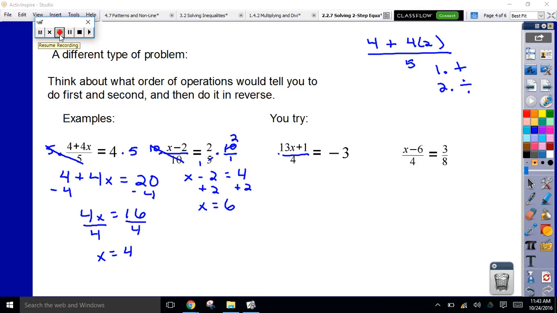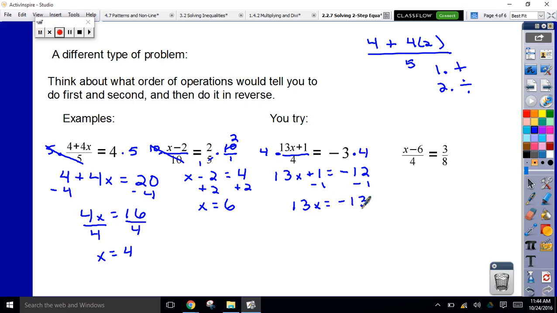Let's go over the first one. Morgan, what would I do first? Multiply 4 on the side. Good. Multiply both sides by 4. And I have 13x plus 1 equals what? 14. No, 3 times 4. Oh, 12. Okay, Max, what would I do next? You would subtract 1 from positive 1 and negative 1. Good. Okay, so I get 13x equals negative 15.